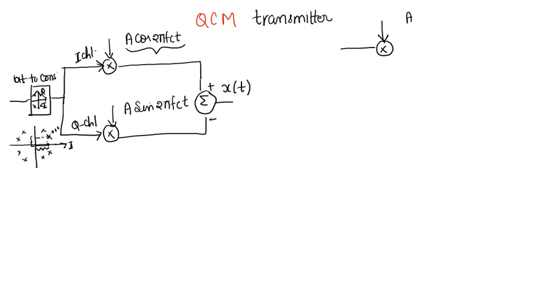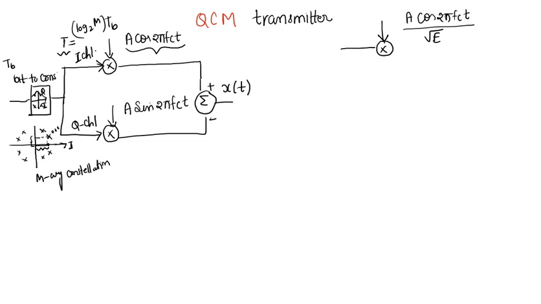So if T is the duration of the signal, what is the value of T if you are using an M-ary constellation? If the constellation is M-ary and the bit duration is TB, the time duration of both the in-phase and quadrature phase will be log 2 M times TB. So in general we take it as T. So the energy of A cos 2 pi FCT from 0 to T, we will just normalize it with the root of E so that this signal has unit energy.